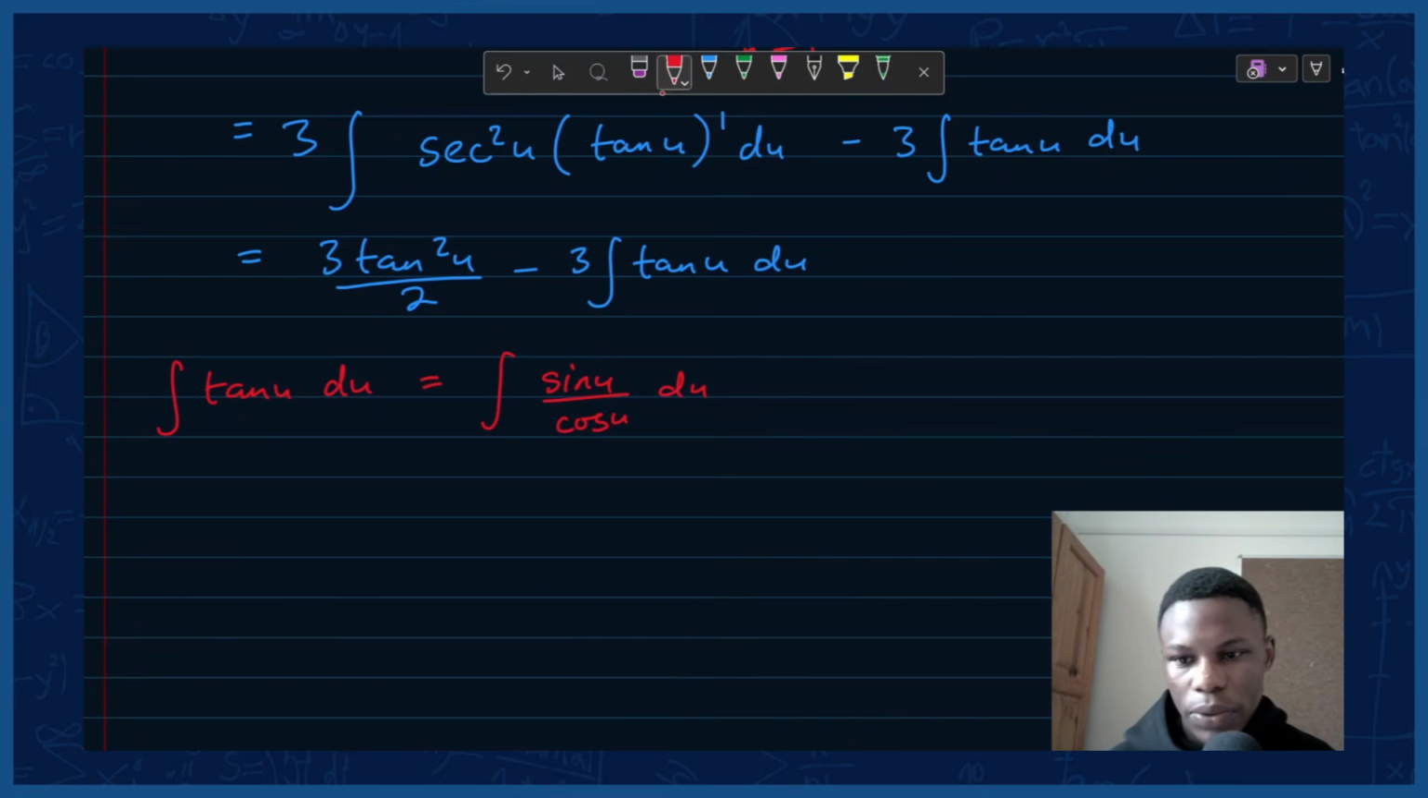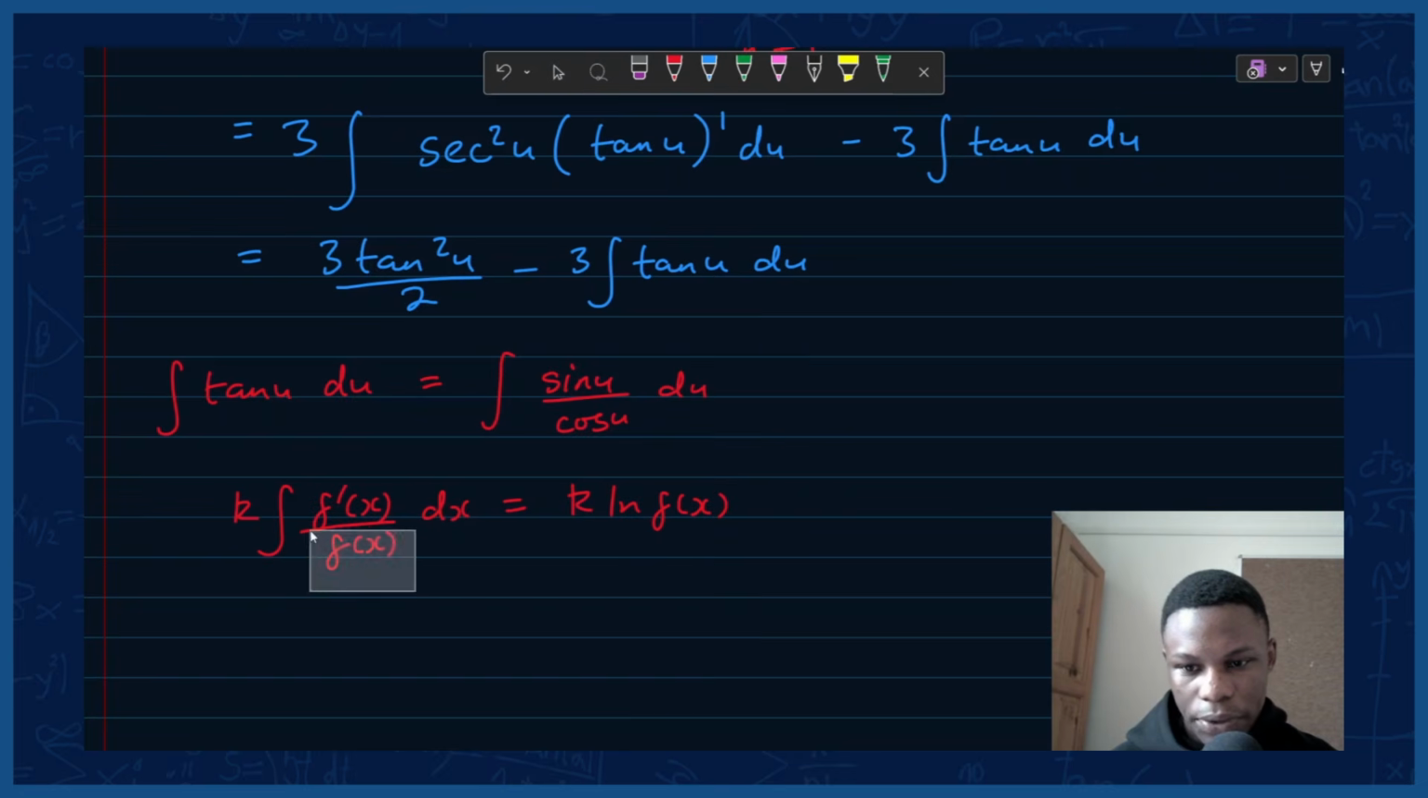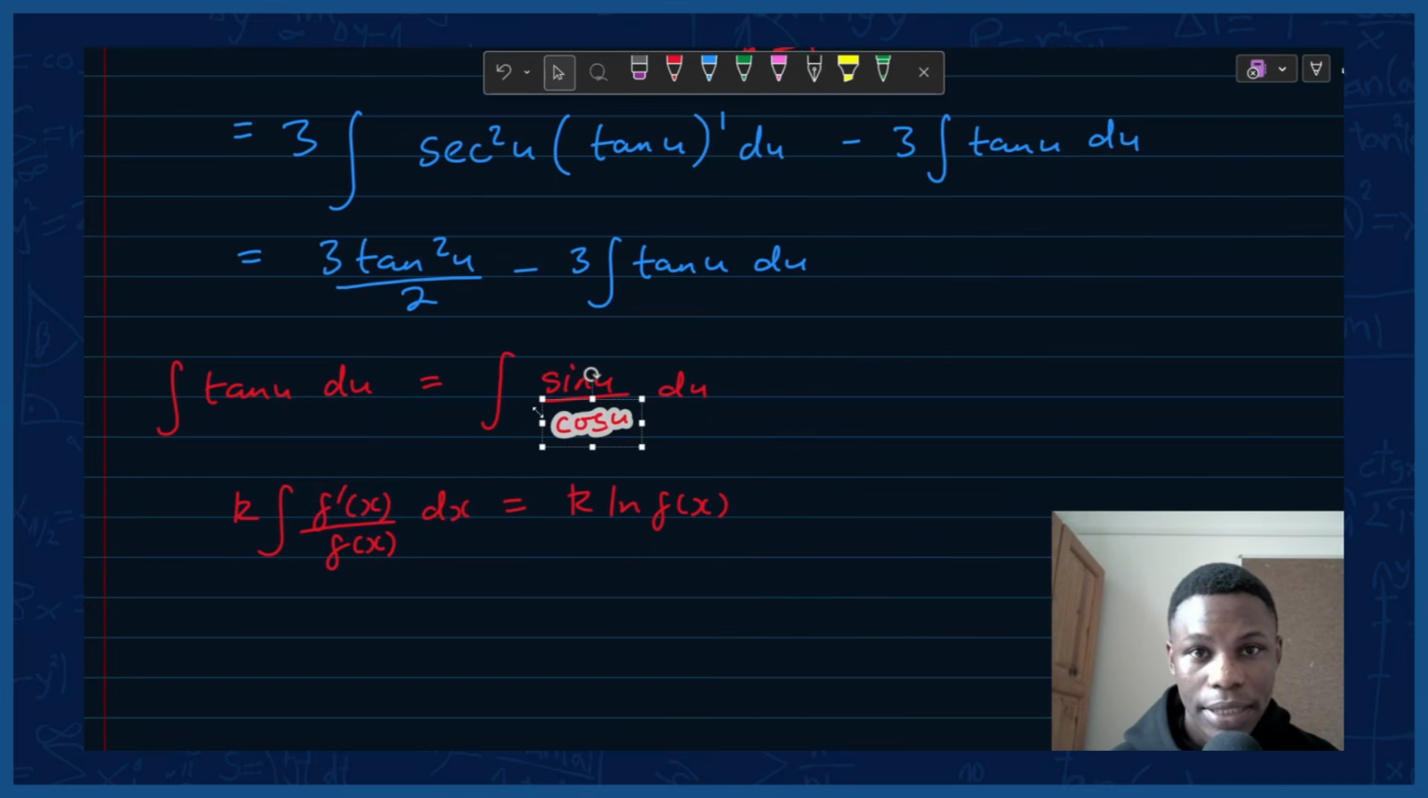And for this, what we're trying to use is the integral of f prime of x over f of x with respect to x is equal to, so there should be a constant, k ln f of x, right? Which is to say, if you differentiate your denominator and you have the derivative on the numerator and some constant multiplying outside, then it's just k ln of the denominator. So in our case, if you differentiate cos, you get negative sine. So we're actually pretty close.